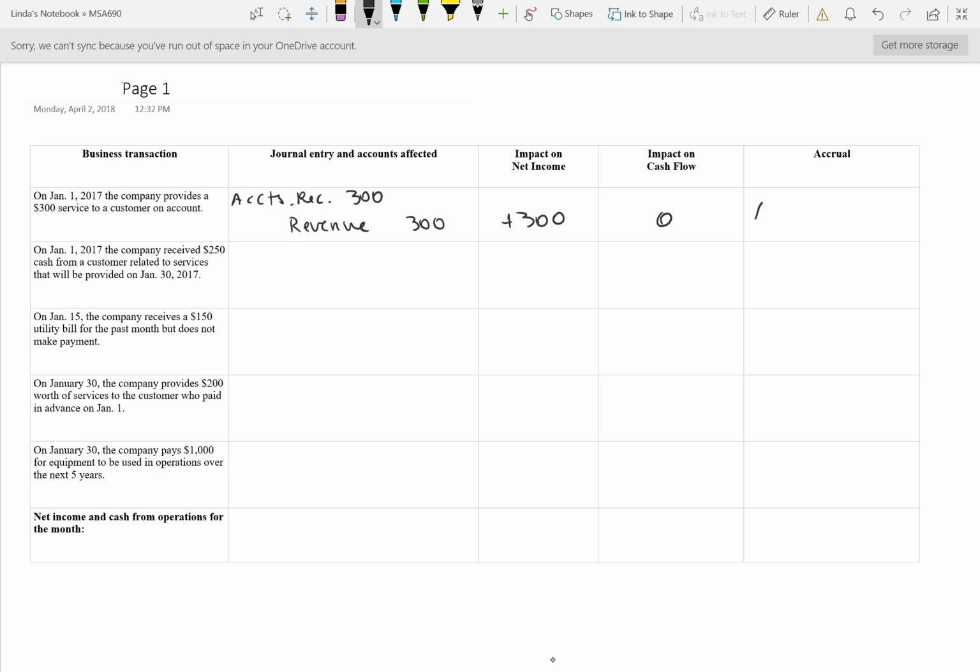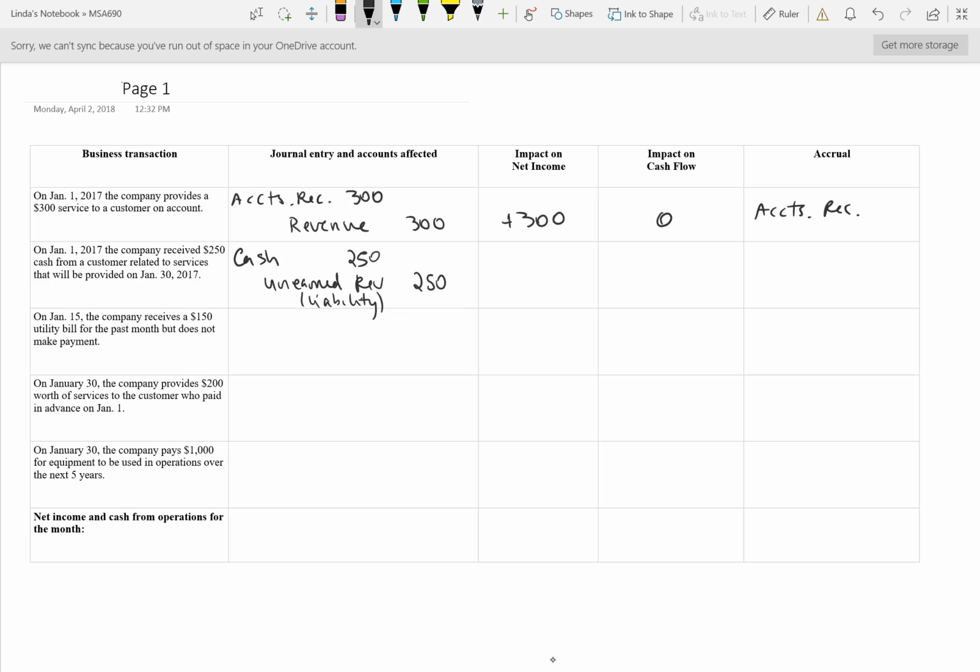So what is our accrual? It is accounts receivable. Next transaction: on January 1st, the company received $250 in cash from a customer related to services that will be provided on January 30th. So the customer is prepaying the company. From the company's perspective, they are receiving cash of $250, but not recording revenue because they didn't provide the service. They still have a performance obligation. So we record that as unearned or deferred revenue. And remember that this is a liability account.